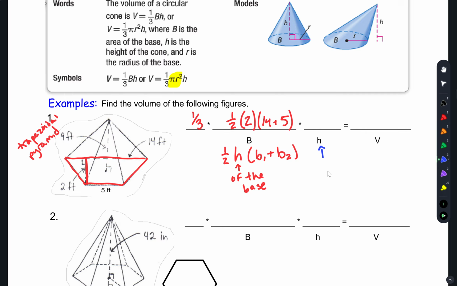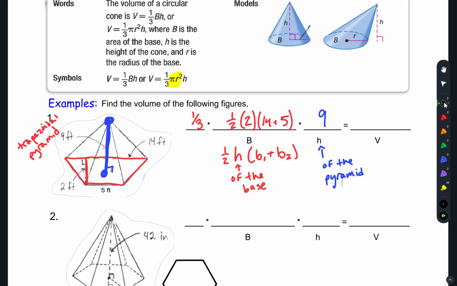This height is the height of the pyramid. And what we're noticing here when we do volume, I'm not using the slant height. I'm using regular old height. Slant height is used for surface area of pyramids and cones, but not for volume of pyramids and cones. For volume, we're just going to use that straight up and down height. It should go from the apex down to the base, and it should form a right angle. That is 9.